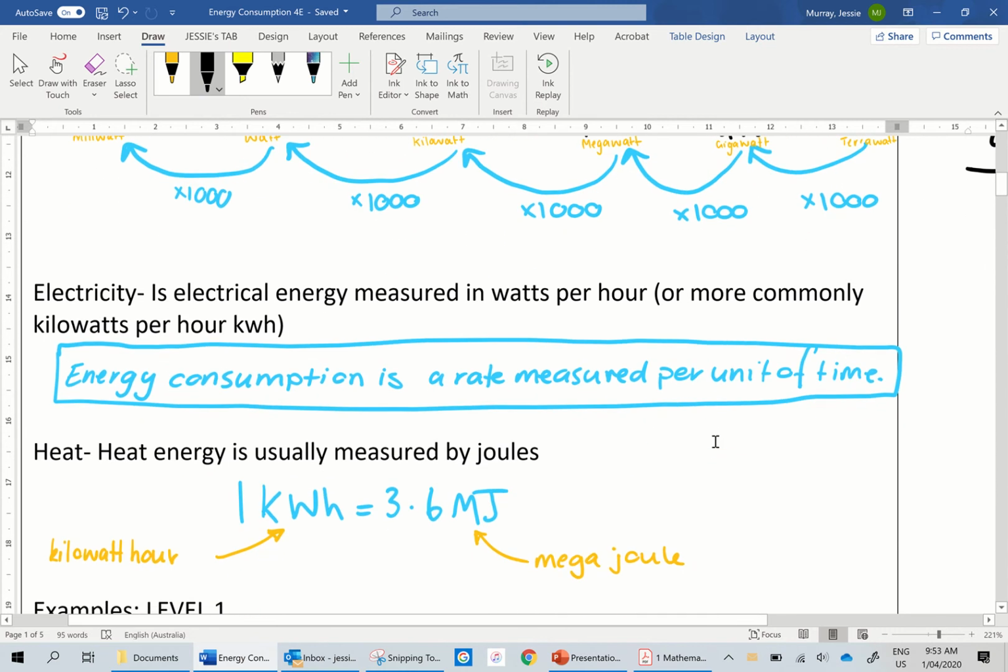So after we look at power, it goes on to electricity. Electricity is energy measured in watts per hour, okay? So power is measured in your watts and kilowatts, but if we turn it into electricity, now we say it's how many watts you use per hour. Or more commonly, I've written there, how many kilowatts you use per hour. And kilowatt per hour is written as kWh, okay? Be mindful of that. That means kilowatts per hour.